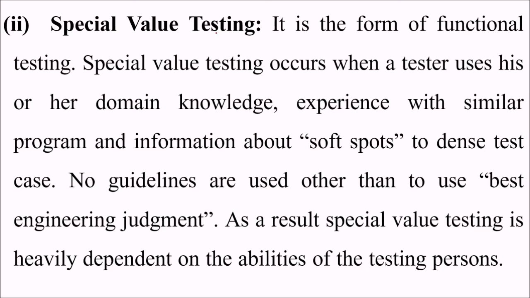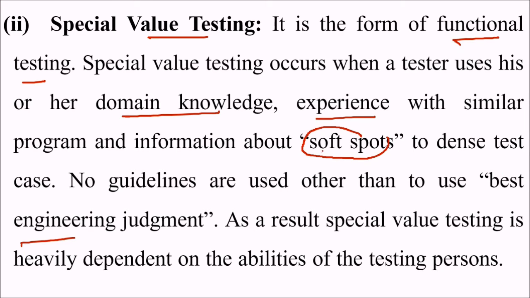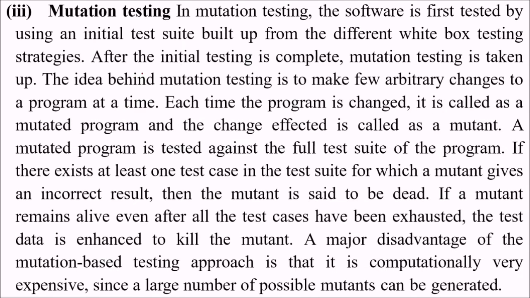Special value testing. What is SVT, or special value testing? This is a form of functional testing, and it occurs when a tester uses his or her domain knowledge, experience with similar programs, and information about the soft spots to design test cases. There are no guidelines other than to use the best engineering judgment which a person possesses after long experience. So as a result, special value testing is heavily dependent on the ability, the skill, and the experience of the testing person.